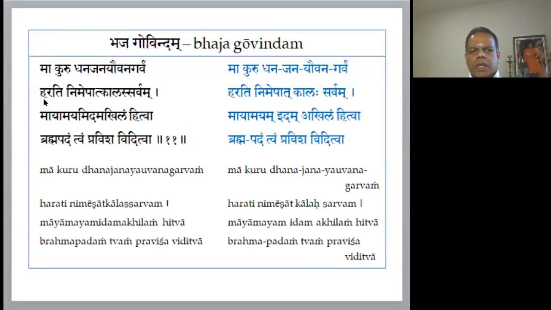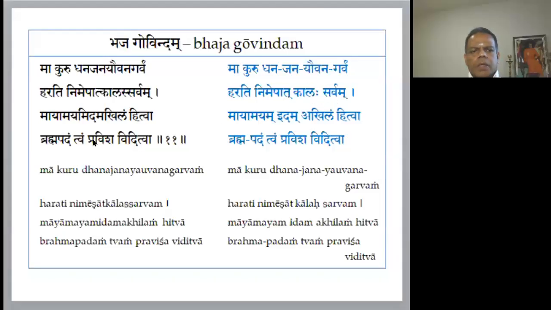The next words, harati nimeshat kalaha sarvam. Harati is an individual word, no sandhi change. Nimeshat kalaha, it's two different words, but there's no sandhi related change. Kalaha sarvam, the visarga becomes s, so it becomes kalas sarvam. So that's a change due to sandhi.